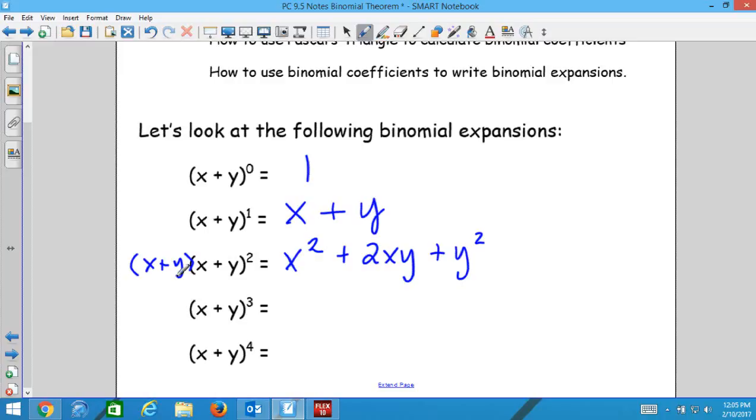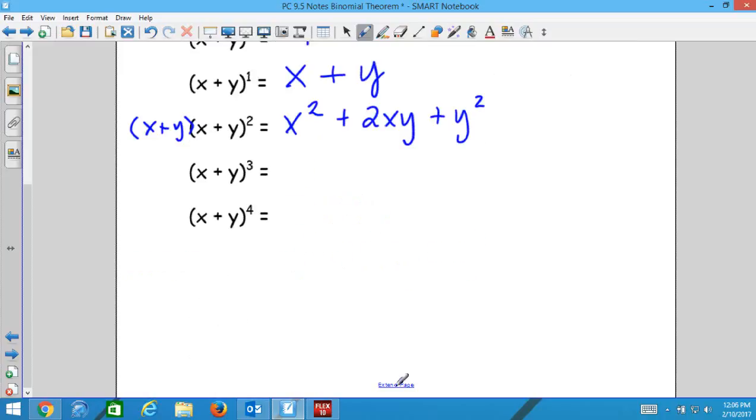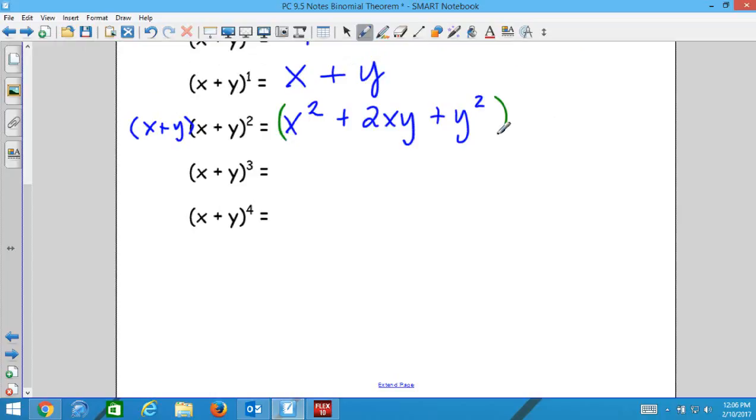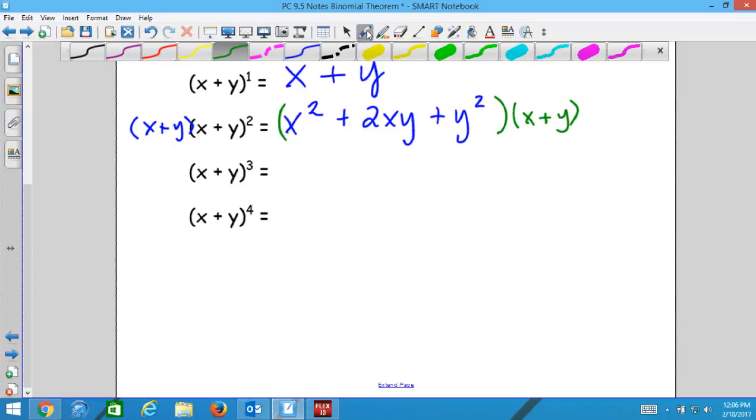So now the third one. You would need to take the second one and multiply by one more. Let's do it in a different color. You would take this one, the second, and multiply by one more, and you need to do FOIL and combine all your like terms. This is the answer that you would get.